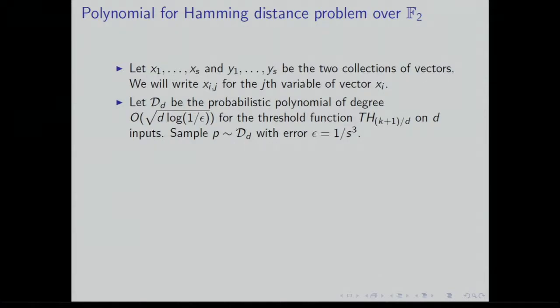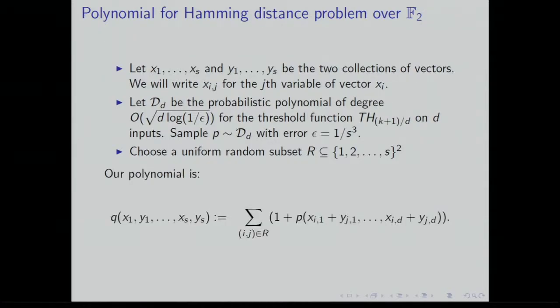So the first ingredient is that we're going to use the threshold function probabilistic polynomial we just defined, for threshold value k plus 1 over d. This will be a function on d inputs, so it's checking whether at least k plus 1 of the inputs to it are 1. And we'll sample it with this error, which will make the math work out nicely later. The other ingredient is a uniformly random subset R of the set of ordered pairs of two integers between 1 and s. I'll explain where this comes in in a second. Each pair is in this set R with probability 1/2.